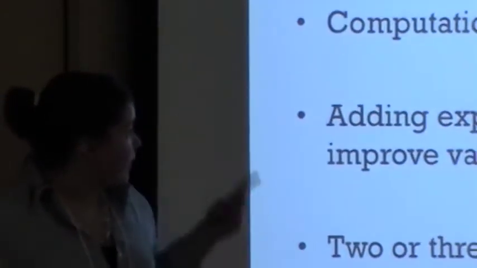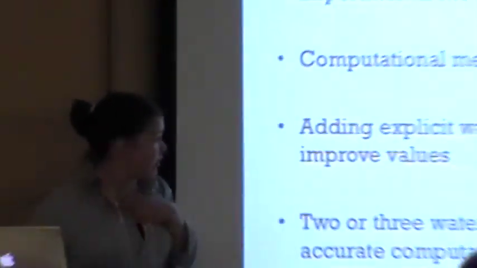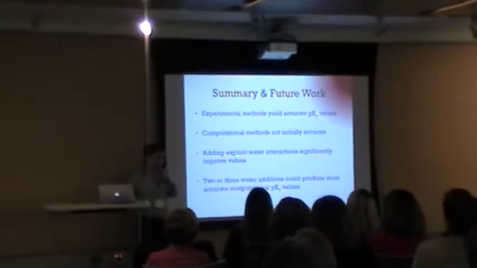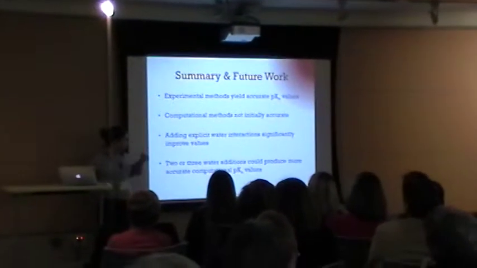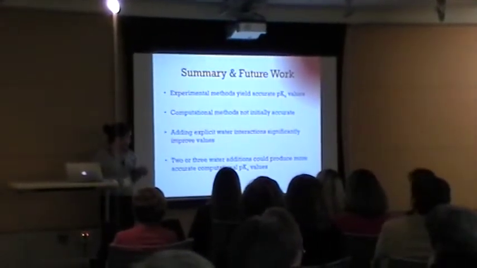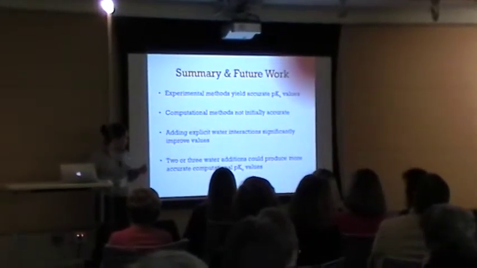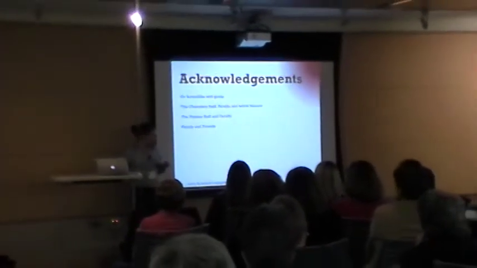So in summary, experimental methods work pretty well. We got some pretty accurate pKa's out of them, but the computational methods without the explicit water interactions were pretty unreasonable. But because of the dramatic decrease in pKa and the significance really increased, I propose that 2 and 3 water additions could really improve pKa values.